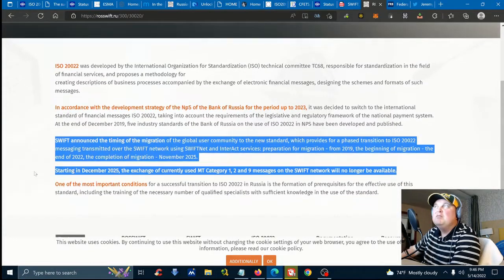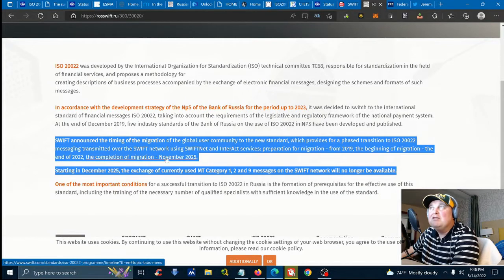I found this is the most interesting part. Swift announced the timing of the migration of the global user community to the new standard, which provides for a phased transition to ISO 20022 messaging transmitted over the Swift network using SwiftNet and Interact services. Preparation for migration from 2019, the beginning of migration, to the end of 2022. So it's saying the beginning of the migration runs from 2019 to the end of 2022, with the completion of the migration by November 2025. It's exactly what the Swift page said.